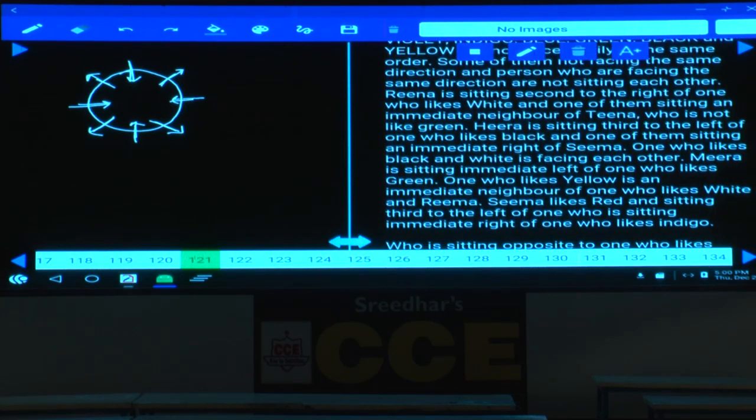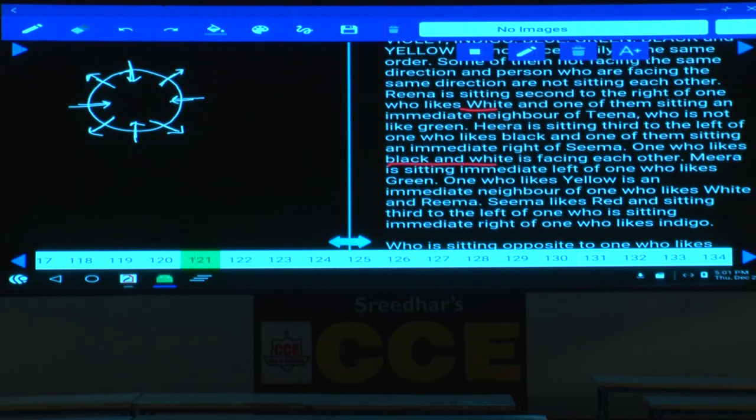Facing each other. Reena is seated second to the right of the one who likes white. Now we are discussing about the one who likes white, and one of them is seated an immediate neighbor of Tina, who does not like green. Hira is seated third to the left of the one who likes black, and one of them is an immediate right of Seema. One who likes black and white are facing each other.